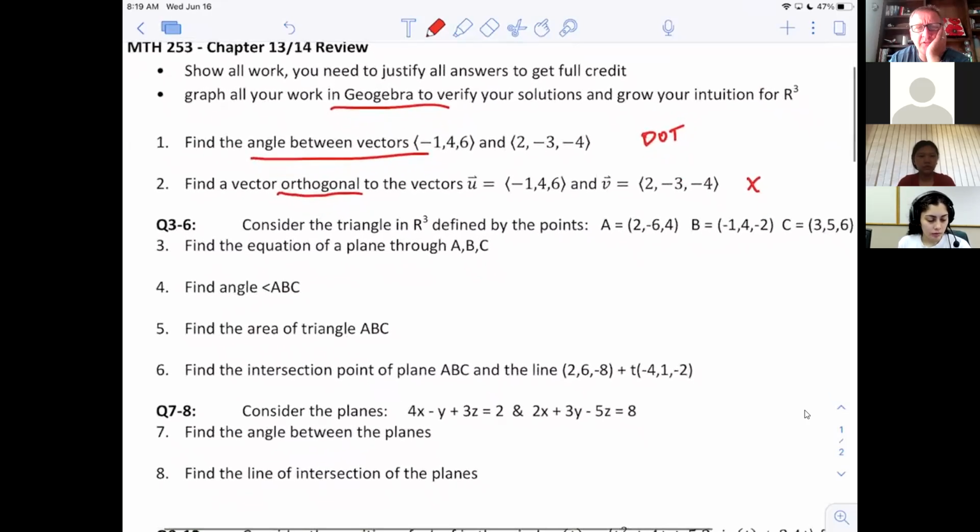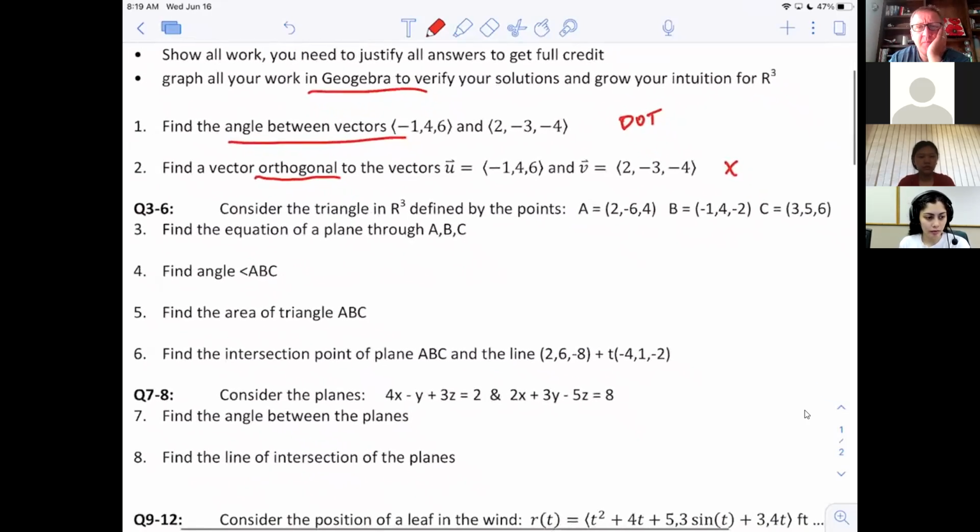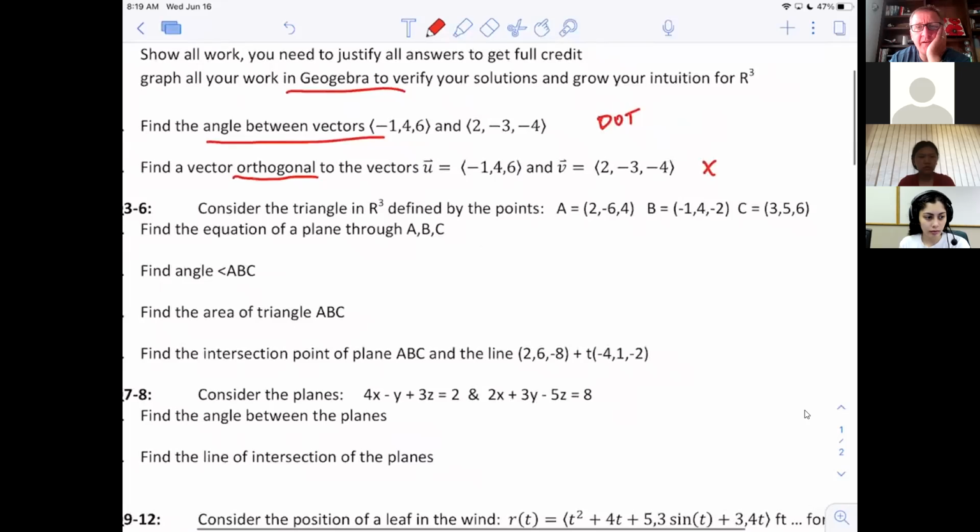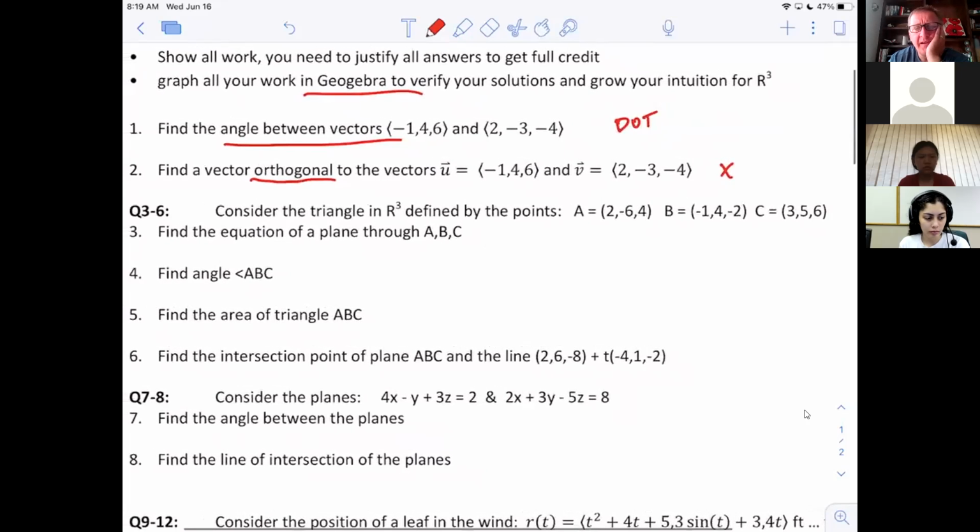And then 3 through 6 is an interesting question, because I give you 3 points that define a triangle. And for those of you in linear algebra, this R3 probably means something to you, but it really is just saying 3D, because you have an X, Y, and a Z. So it's not that I needed to tell you that. Could you find an equation of a plane through those 3 points? That's a good question. Can you find the angle?